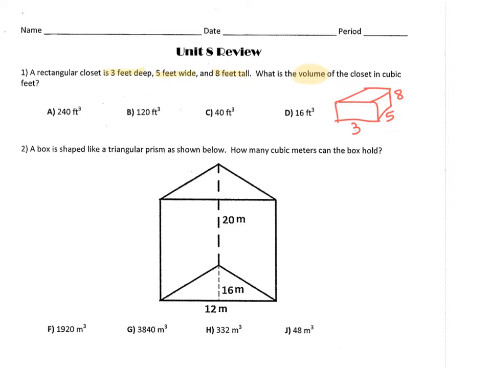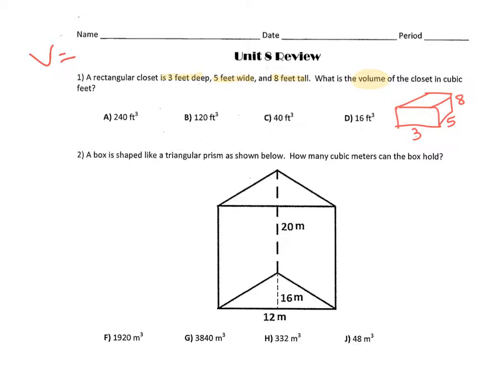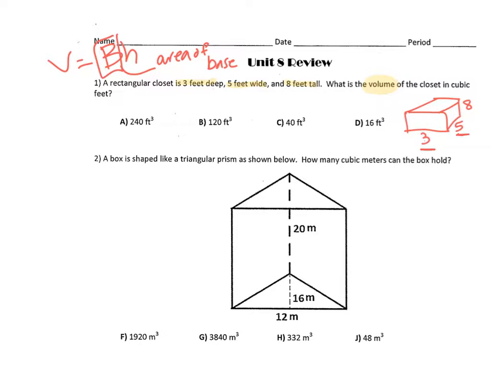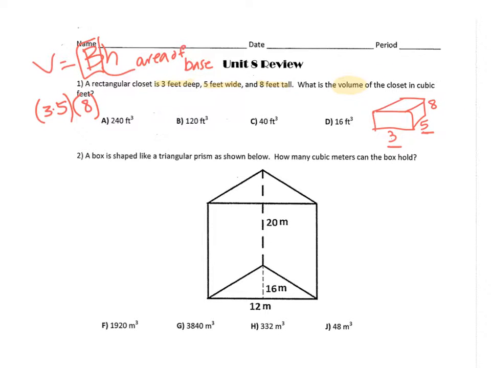Base times height, or length times width. Good, so volume equals area of the base times the height. That big B, remember, stands for area of the base. So length times width, or 3 times 5, times your height, so 8. 15 times 8. Good.